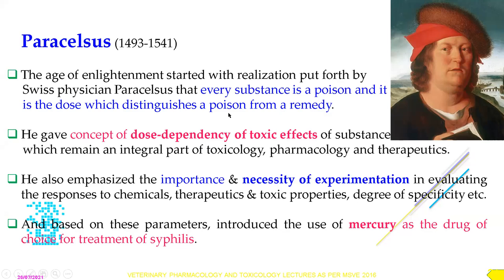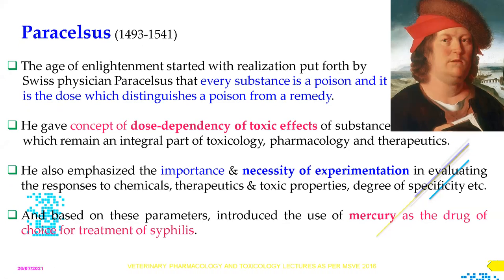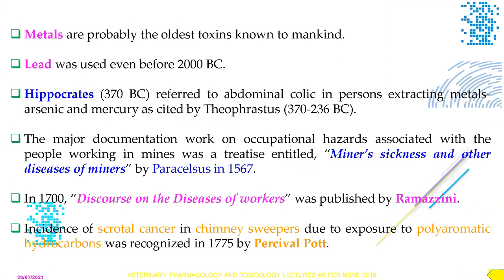That is why he got the sentence: every substance is a poison, and it is the dose which distinguishes a poison from a remedy. That was the famous sentence quoted by Paracelsus. Then, metals are probably the oldest toxins known to mankind, maybe heavy metals and lead. Lead was used even before 2000 BC.